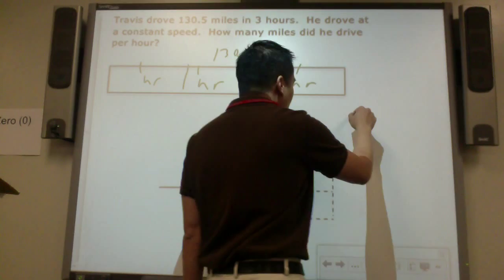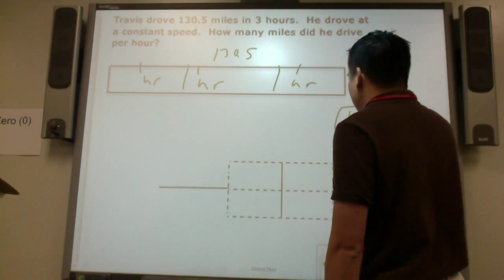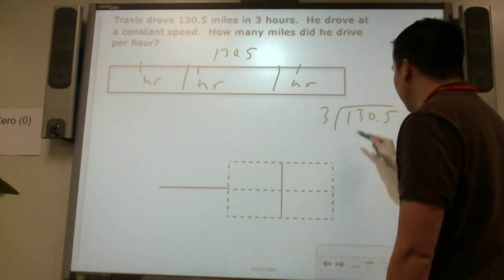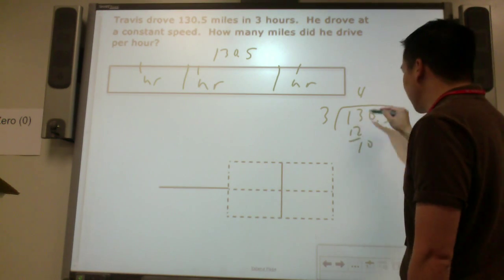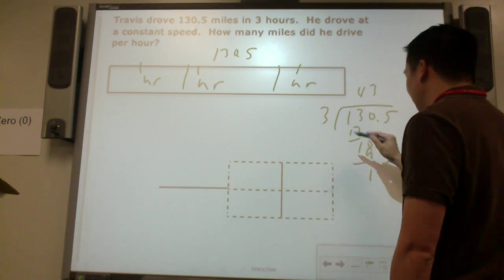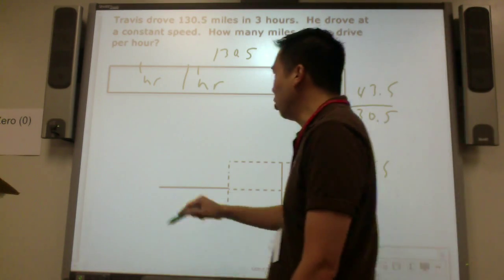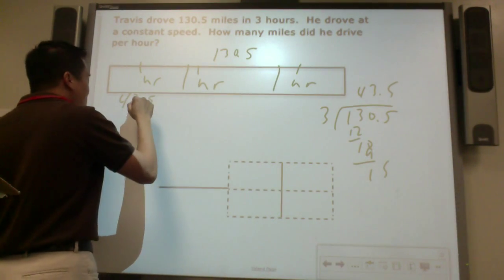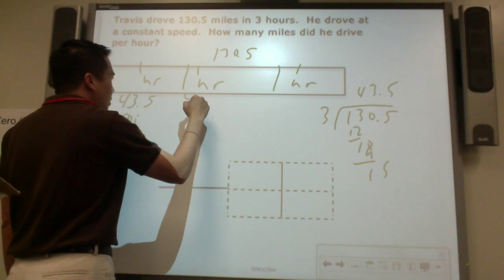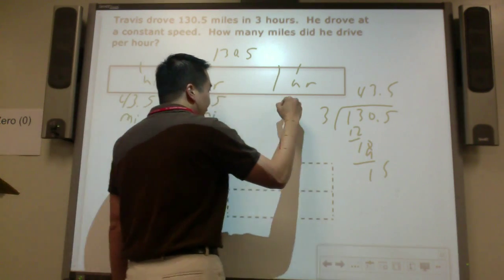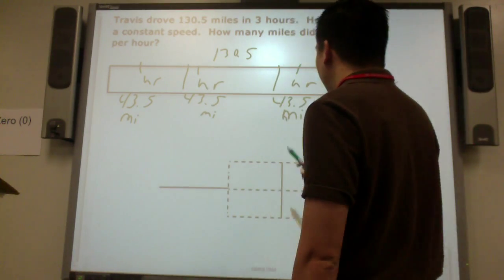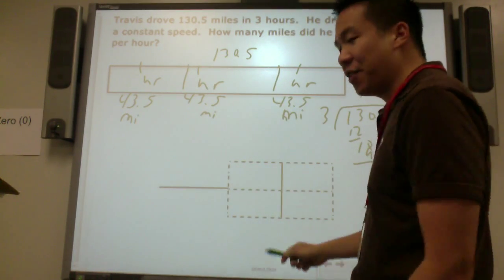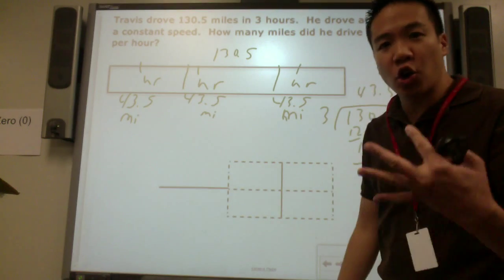Well, I need to break down 130.5 into 3 parts. So can 3 go in 13? 4 times. Can 3 go in 10? 3 times. Can 3 go in 15? 5 times. So 43.5 miles for every 1 hour, or per hour.